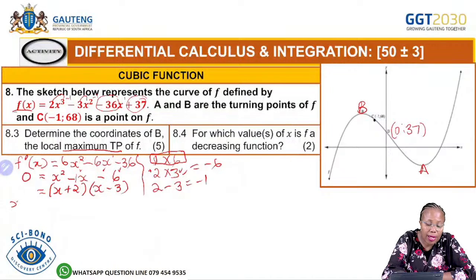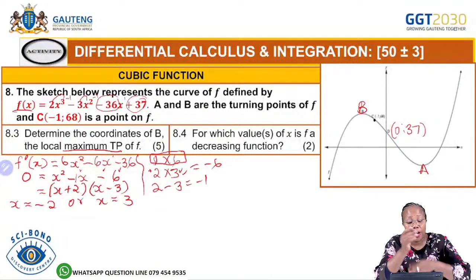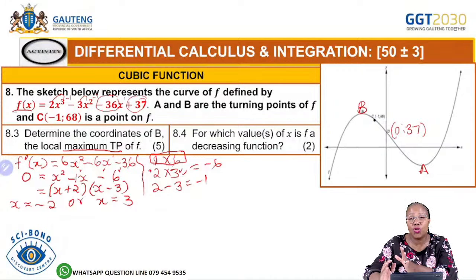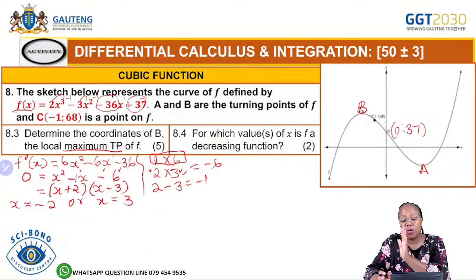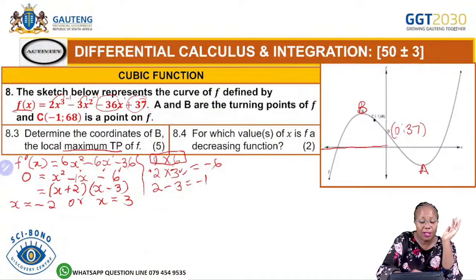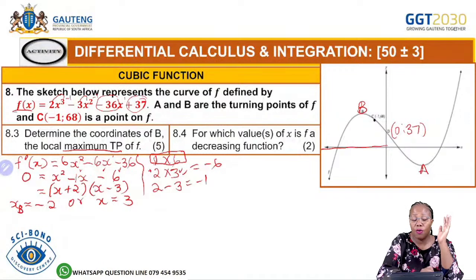So we end up with x equals minus 2 for the first bracket, or x equals 3 for the second bracket. Now, grade 12, you need to be specific which one is for B, which one is for A, by relating to your graph. So if you look at B, B is on the negative x values, this side. That means the x that is negative will be for B. And then obviously, the one that is positive is for A.